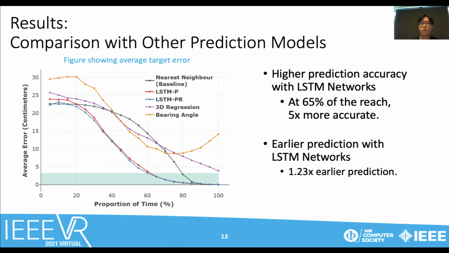We further compared our two variants, LSTMP and LSTMPR, with other prediction models from the literature, including the nearest neighbor approach, varying angle, and regression. LSTM performs the best in terms of accuracy and ability to do early prediction, followed by the nearest neighbor approach. And when compared to the nearest neighbor approach, at 65% of the reach, the LSTM networks perform approximately 5 times better and can predict 1.22 times earlier.